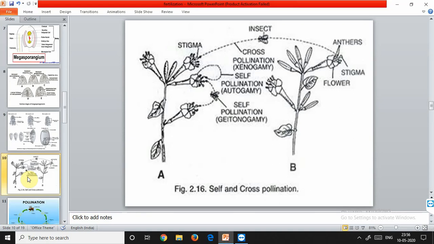So in the case of self pollination, no such agencies are required. Self pollination strengthens the better characters of the plant. It also has some disadvantages: it does not eliminate the bad characters from the race. Then the immunity to diseases also decreases, as there will be no hybrid vigor.